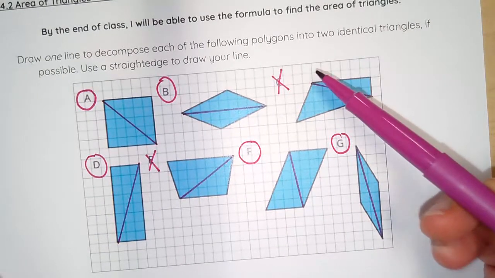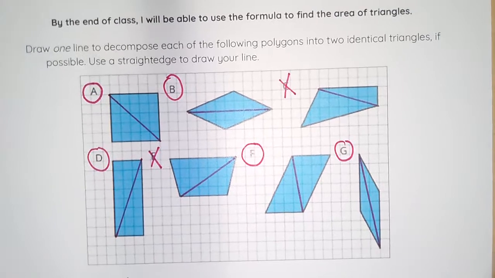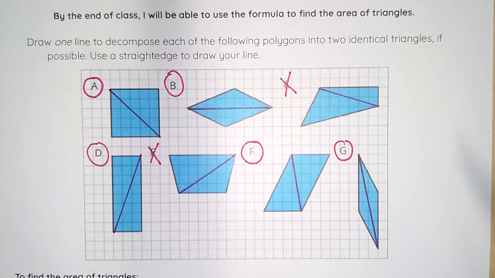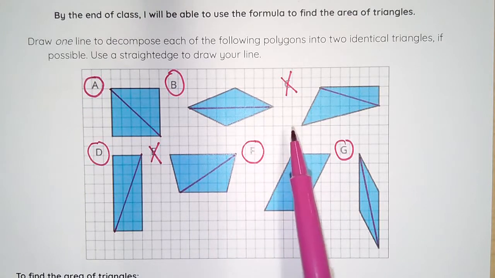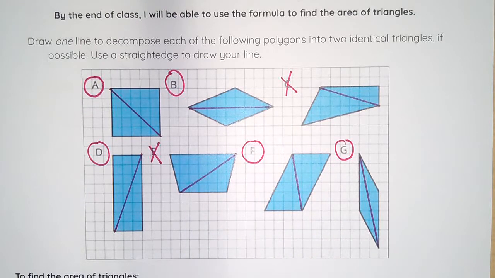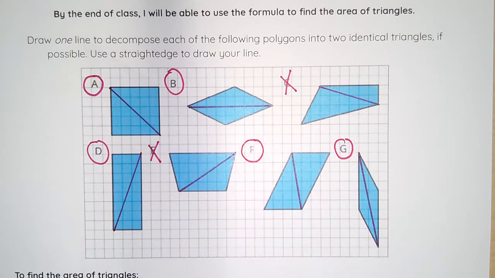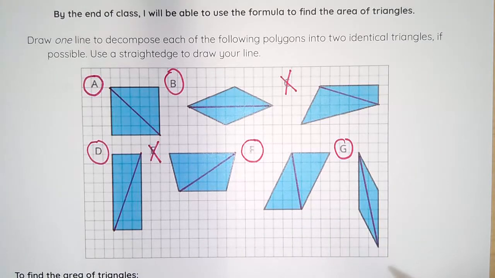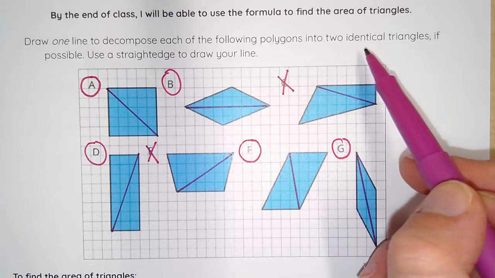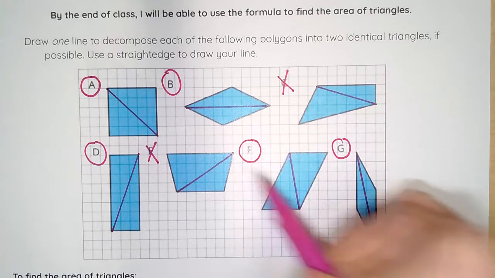So C and F work, or do not work, excuse me. A, B, D, F, G work. E and C do not work. So I want you to pause and think. What do A, B, D, F, and G have in common? What do E and C have in common? Why are these 5 able to be divided into 2 identical triangles? And why are C and E not?